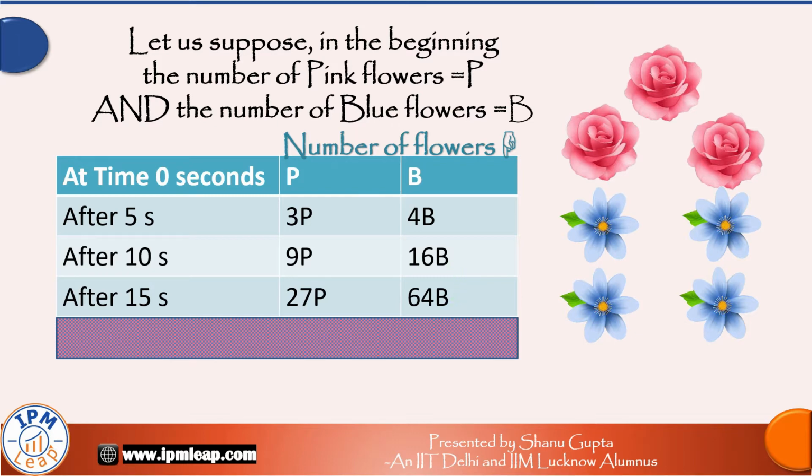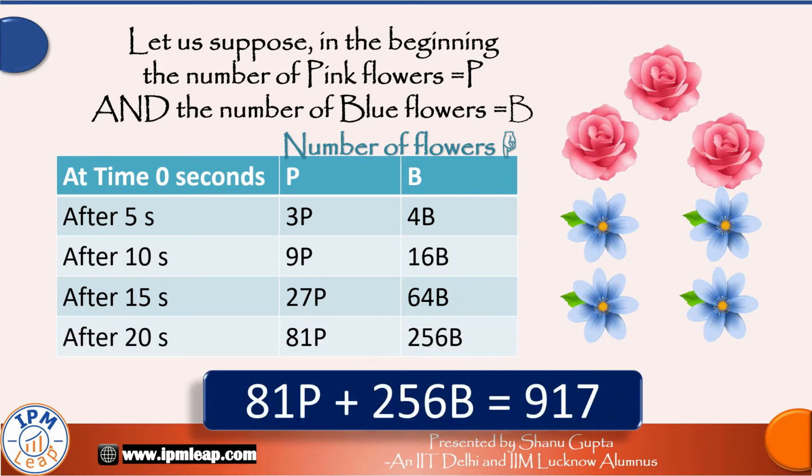And finally, after 20 seconds, the number of pink flowers will be 3 times the earlier state, 3 times 27P is equal to 81P. And the number of blue flowers is 4 times the earlier state, 4 times 64B is equal to 256B. The total number of flowers after 20 seconds is given as 917. So we can add the number of pink and blue flowers after 20 seconds. This expression is equal to 917.